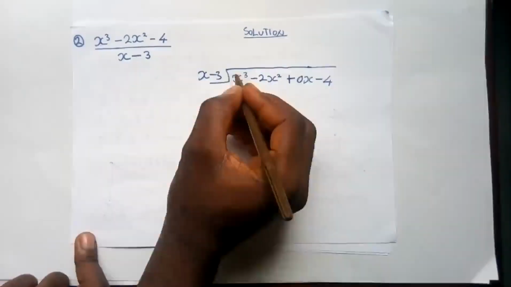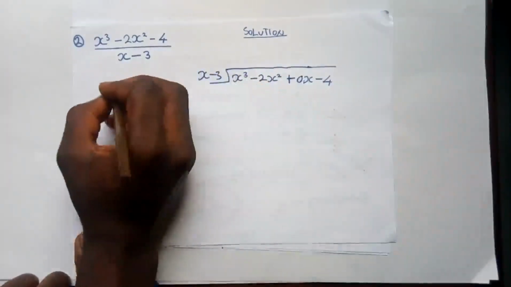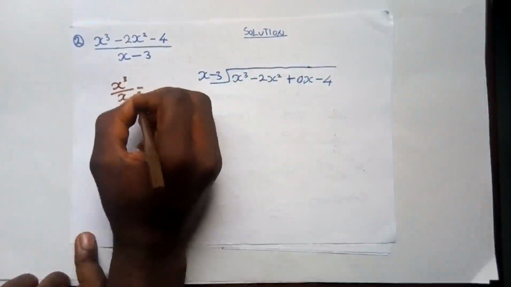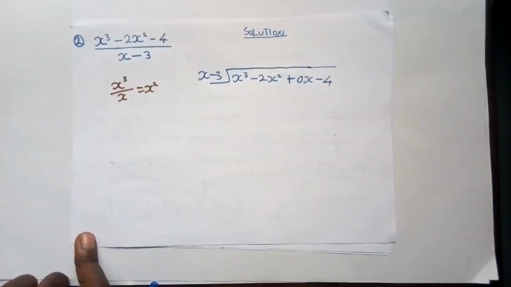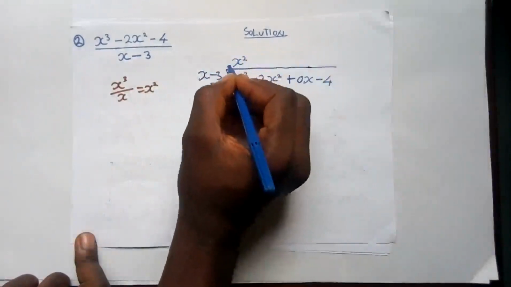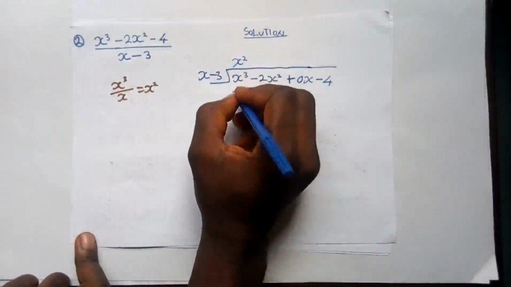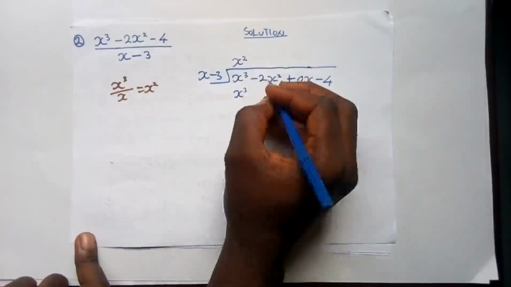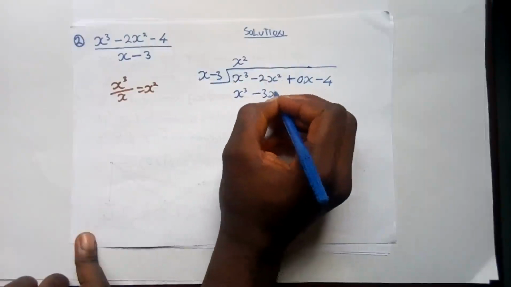Just the same method. Divide this first term by this first term. So x raised to the power of 3 divided by x gives us x squared. So x squared multiplied by x gives us x raised to the power of 3. And x squared multiplied by minus 3 gives us minus 3x squared.